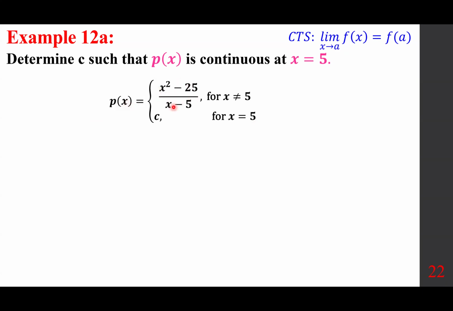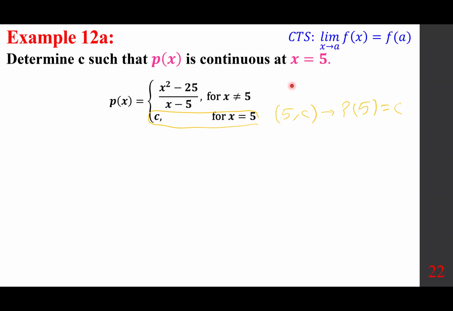So, as we look at this expression, we notice that P of X is a piecewise defined function. P of X is X squared minus 25 over X minus 5 for X not equal to 5. Otherwise, it's C, which means right here, it's important to understand the meaning of this. P of 5 equals C. This means the pair 5 comma C belongs to the function. Okay, that's the meaning of it.